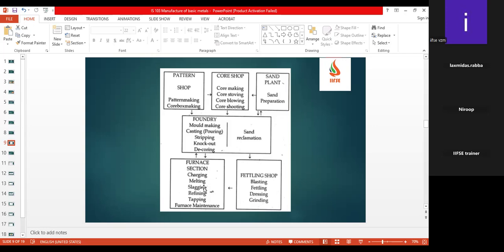Then in the fettling shop, what will happen? Whatever runners he has used for pouring metal, they will cut out all these excess pieces or extra metal around the part. They will do it in the fettling shop. Basically, here they do cutting, grinding, etc. Cutting may be done by big grinding wheels, or sometimes gas cutting as well. These are the various activities which happen in the foundry.